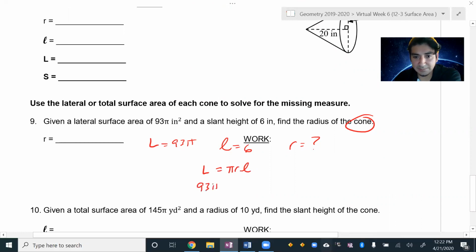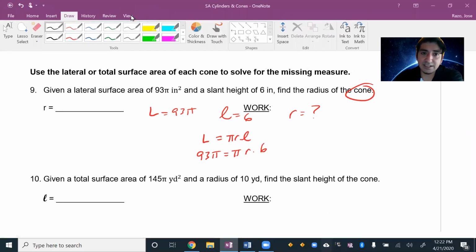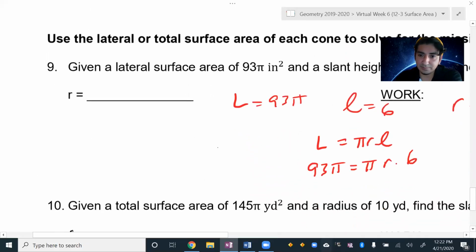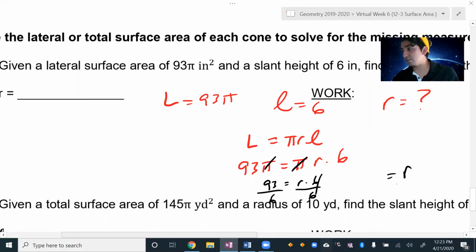So if I know this is 93 pi, and I have pi, and I have my radius, which I don't know, and then I have L, which is 6, all we're doing now is eliminating what we know. So if I zoom a little bit, eliminate the pi's, you get 93 is equal to r times 6, divide by 6. And so r is equal to whatever that value becomes. It might be like 30 or something. I don't know, guys. We'll find out what it is.